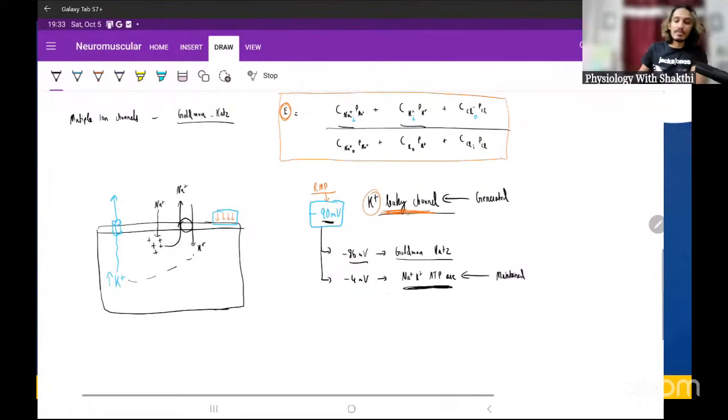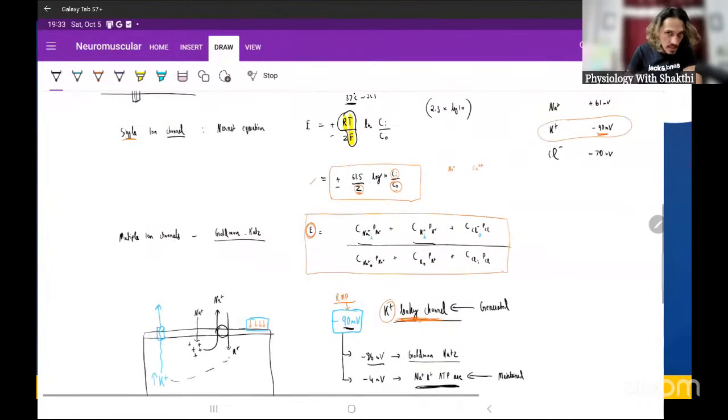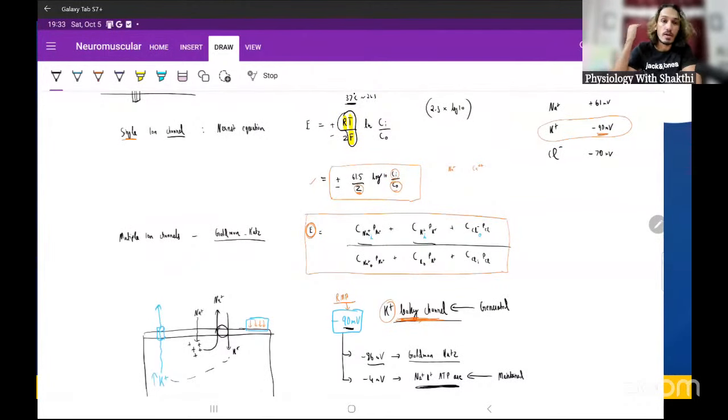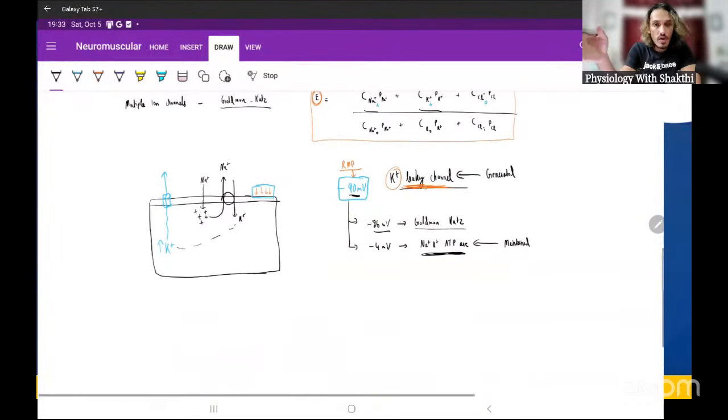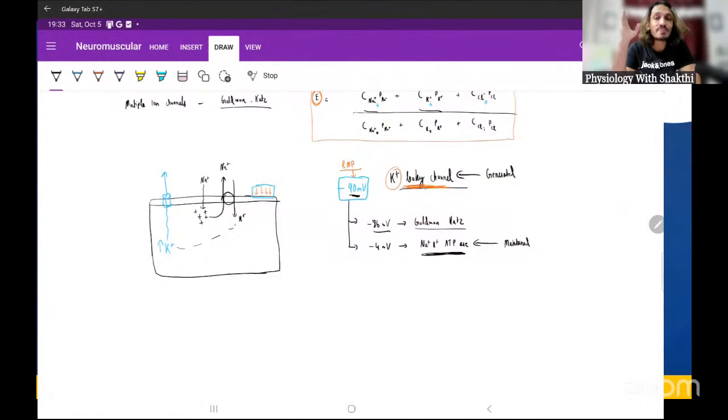So when you talk about RMP, you can talk about your Nernst equation, equilibrium potential, and the Goldman-Katz equation, then talk about your leaky potassium channels that generate your resting membrane potential. Talk about how, according to the Goldman-Katz equation, it is only minus 86 millivolt, but the remaining minus 4 millivolt is by your sodium potassium ATPase. Hence, potassium leaky channels are involved in the generation of RMP, and your sodium potassium ATPase is involved in maintaining your RMP.